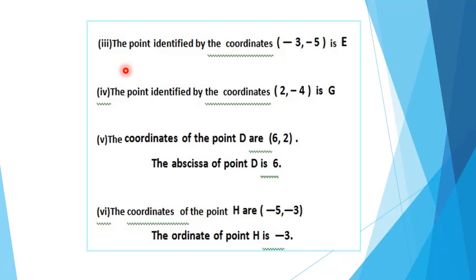The sixth one, we need to find the ordinate of point H. To find the ordinate of point H, first we find the coordinates of point H. The coordinates of point H are minus 5, minus 3. The ordinate is nothing but the y-coordinate of the given point. Here the y-coordinate of H is minus 3. Therefore, the ordinate of point H is minus 3.